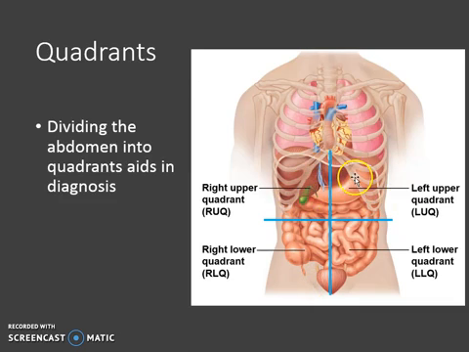And left upper quadrant pain might include the stomach or part of the large intestine. And lower left quadrant pain may have to do with this part. This is the sigmoid colon of the large intestine and parts of the small intestines.